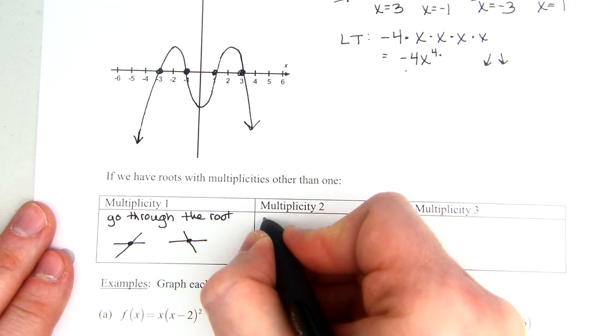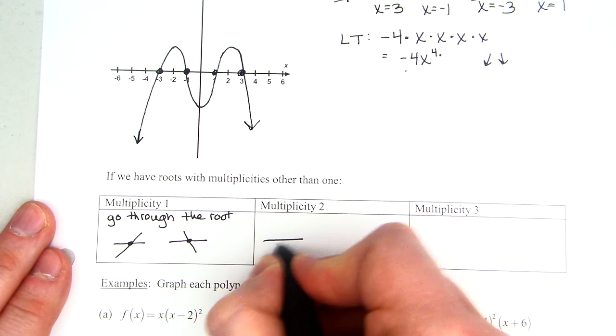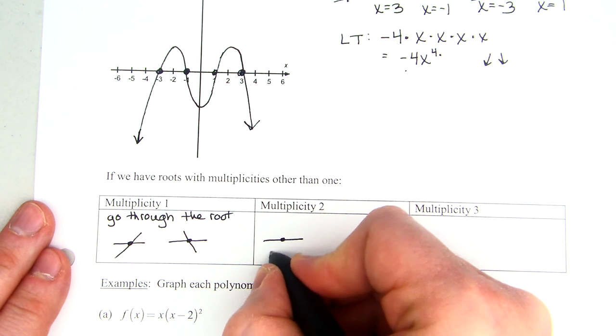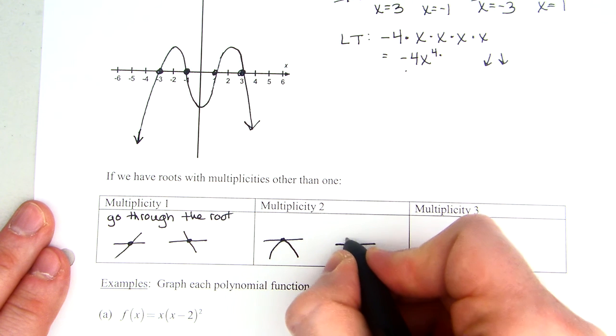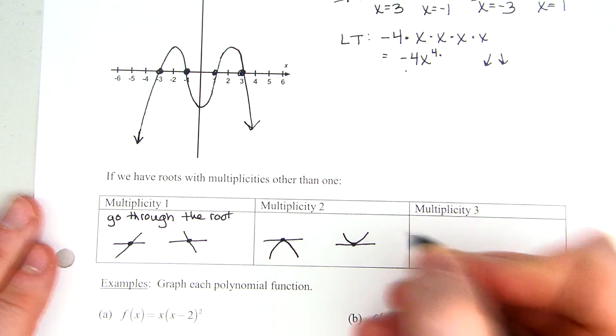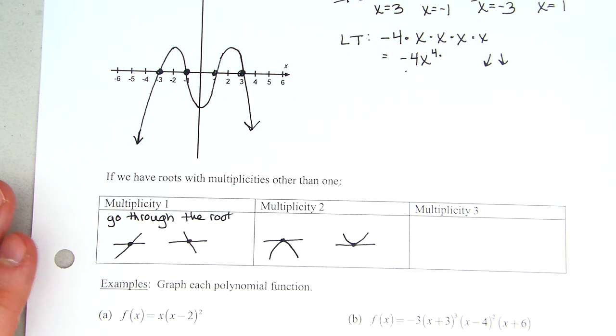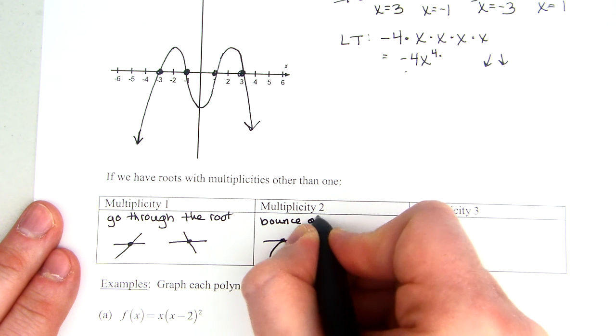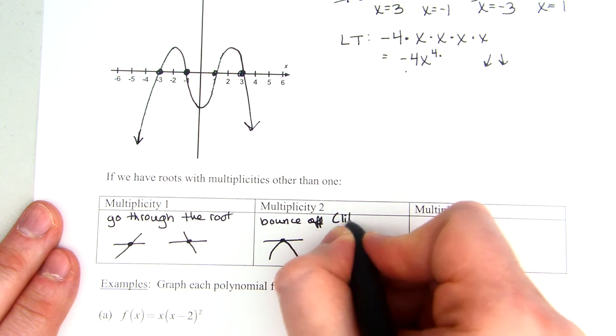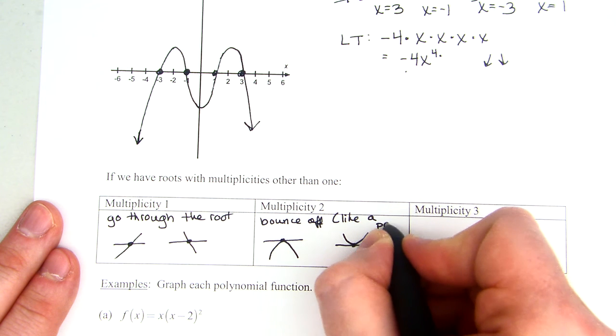If the multiplicity is 2, we're going to hit the x-intercept and bounce off it. Kind of like a little parabola. Parabolas have degree 2. This has a multiplicity of 2. I'm going to bounce off like a parabola.